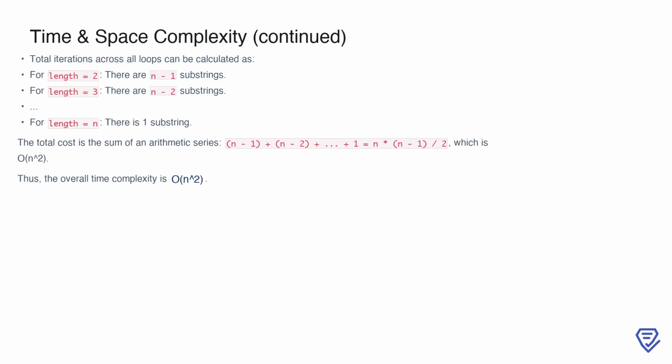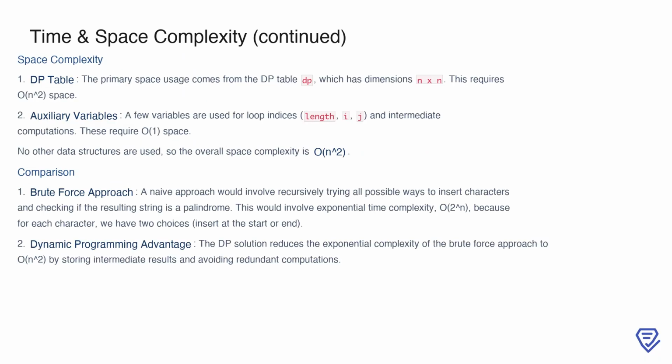The space complexity of this solution is also determined by the use of the dp table. Since the table has dimensions n x n, it requires n² space. Aside from the dp table, the algorithm uses a few auxiliary variables, such as those for loop indices and intermediate computations, which together consume O(1) space. No additional data structures are introduced, so the overall space complexity is n².